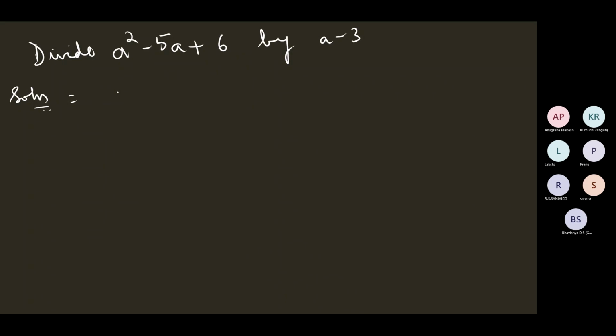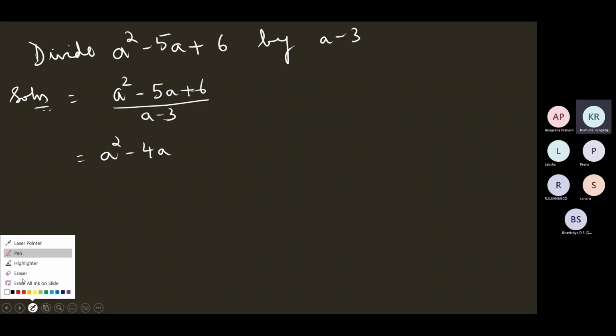Ma'am, first I have done splitting the middle term, ma'am. No, no, Bhavishya, don't explain. Just read out what you've written in your book. Okay, ma'am. A squared minus 4A, this divided by A minus 3. Next, A squared minus 4A minus 2A. 4 2s are 8, no? The product is 6. You're wrong, Bhavishya, I'm sorry.